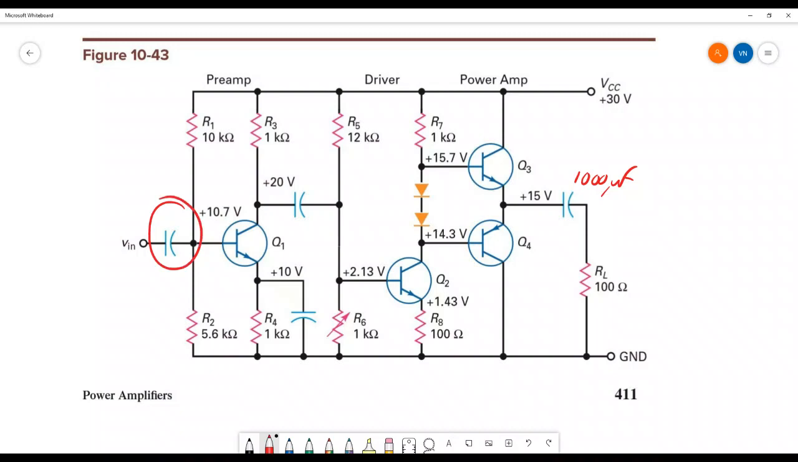Likewise, on the input here, if you're going to apply a sine wave to the input, which is centered on 0 volts, then you need to put a capacitor on the input to block the 0 volts DC from the existing 10.7 volts on the base side. Otherwise, as soon as you connect this in there, you'll short the whole thing to ground.